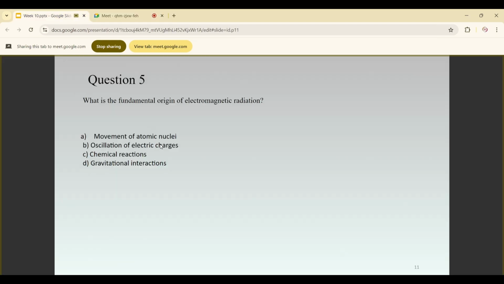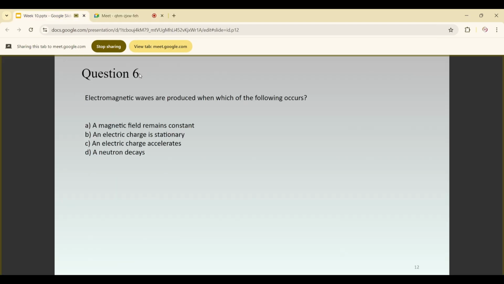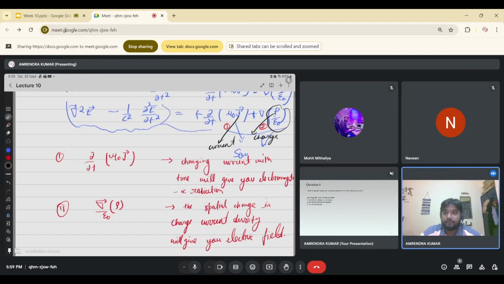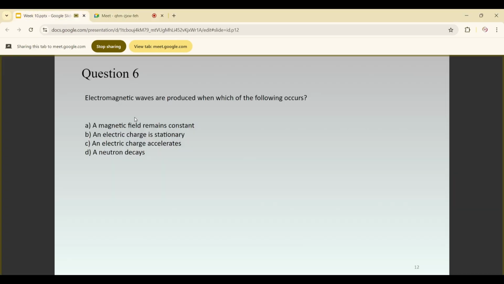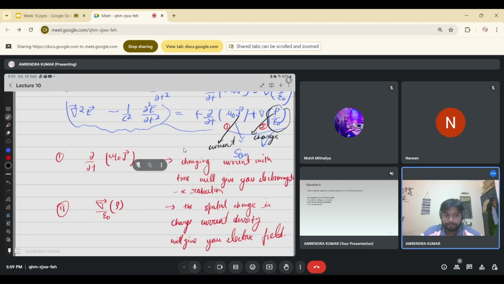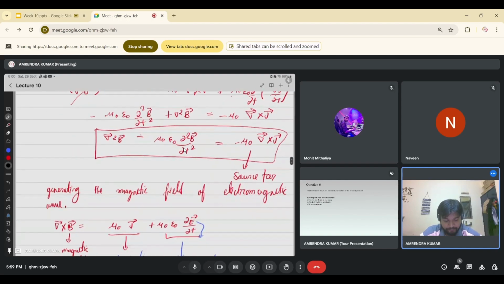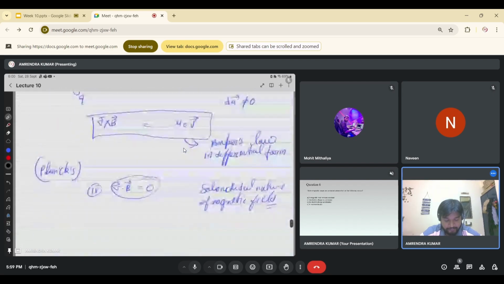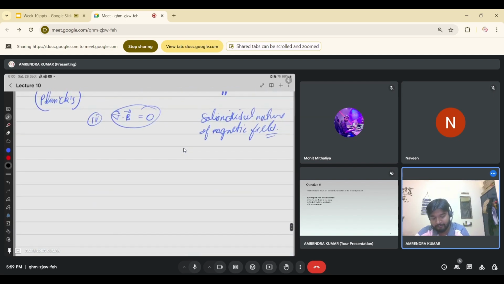So our next question is, electromagnetic waves are produced when which of the following occurs? A, a magnetic field remains constant; B, electric charge is stationary; C, electric charge accelerates; D, a neutron decay. Neutron decay has this charge conservation, so it does not contribute to that.